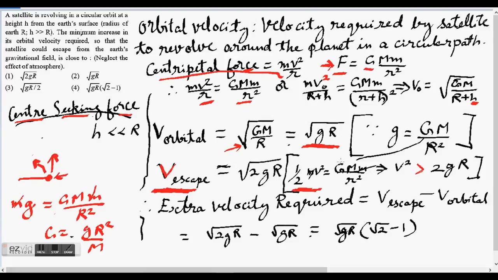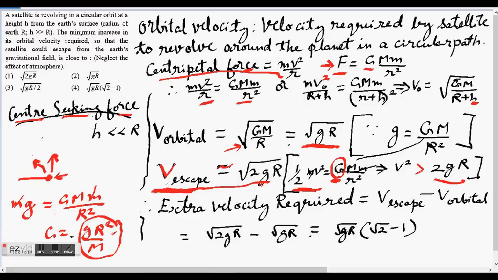Again we substitute capital G equal to g r square upon M. So if you substitute this value here, you will get v square should be greater than 2gr, or v should be greater than square root of 2gr. So v escape is approximately equal to square root of 2gr.